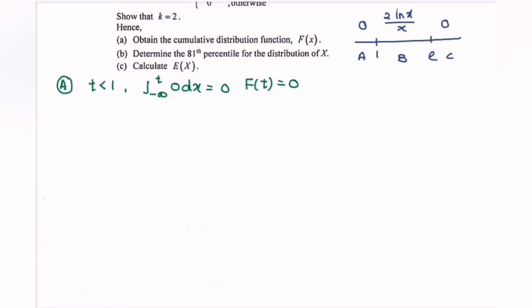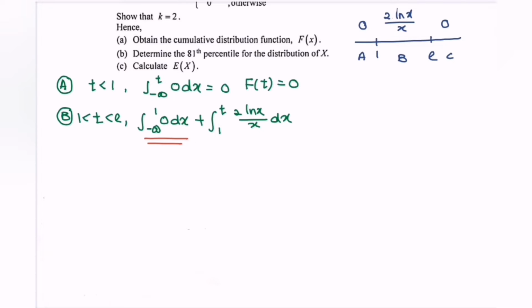Next, we move on to part B. Here we notice that it is cumulative, so we have to add part A and part B, where the domain is t greater than 1 and less than e. We have negative infinity to 1 for the function 0 with respect to x, plus the integral from 1 to t of the function 2 ln x over x with respect to x. So kindly focus on this part.